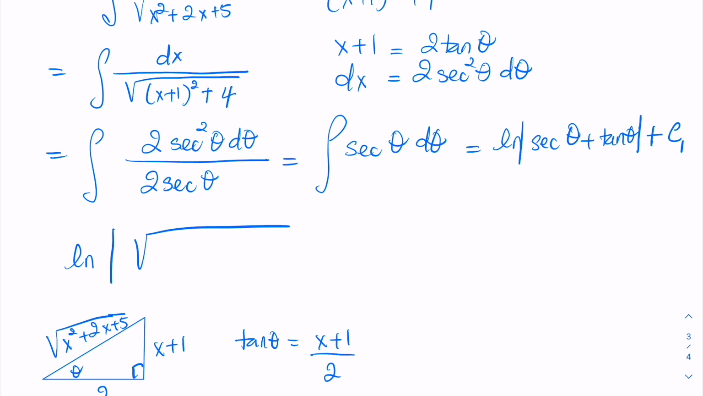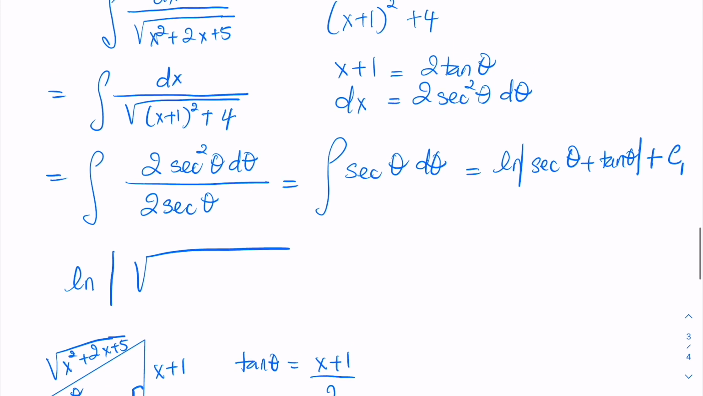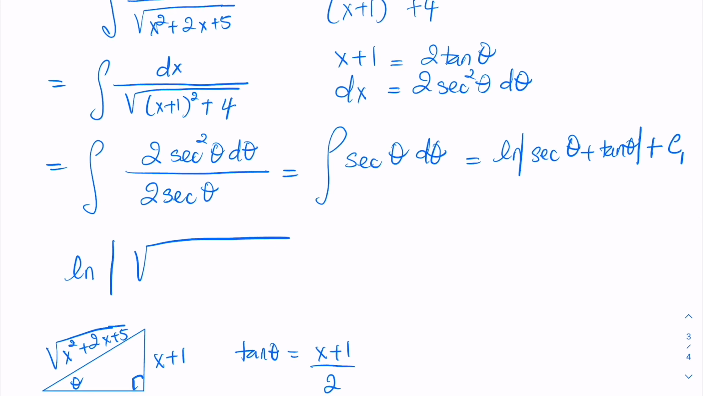So secant is going to be the hypotenuse over adjacent. So I have ln of square root of x squared plus 2x plus 5 over 2 plus tangent, which is opposite over adjacent. So it's going to be x plus 1 over 2 plus C1.